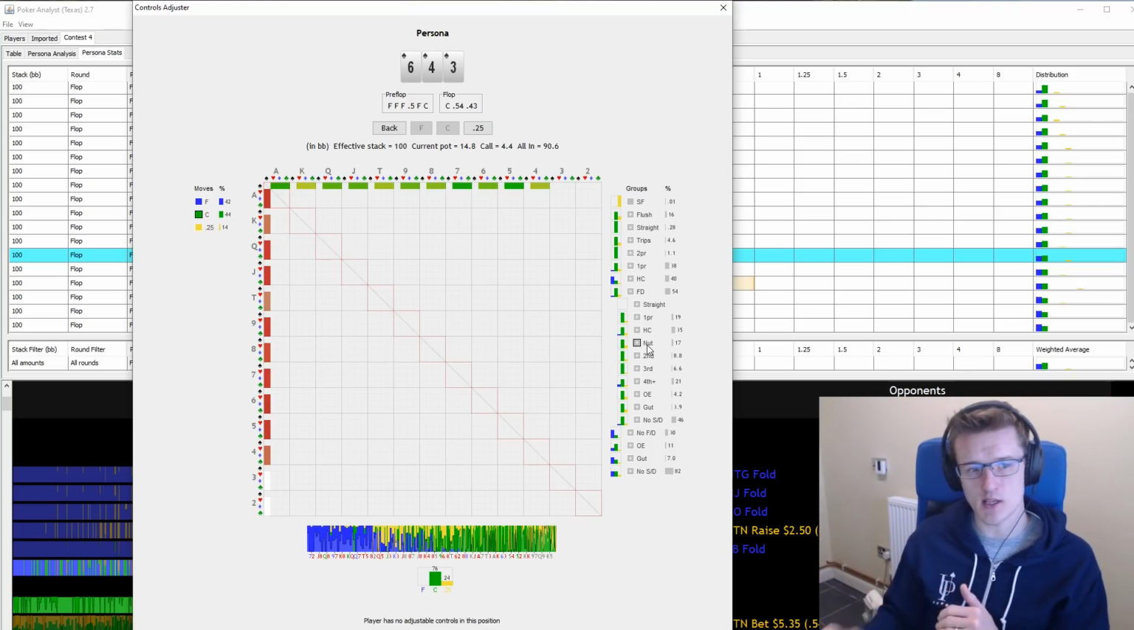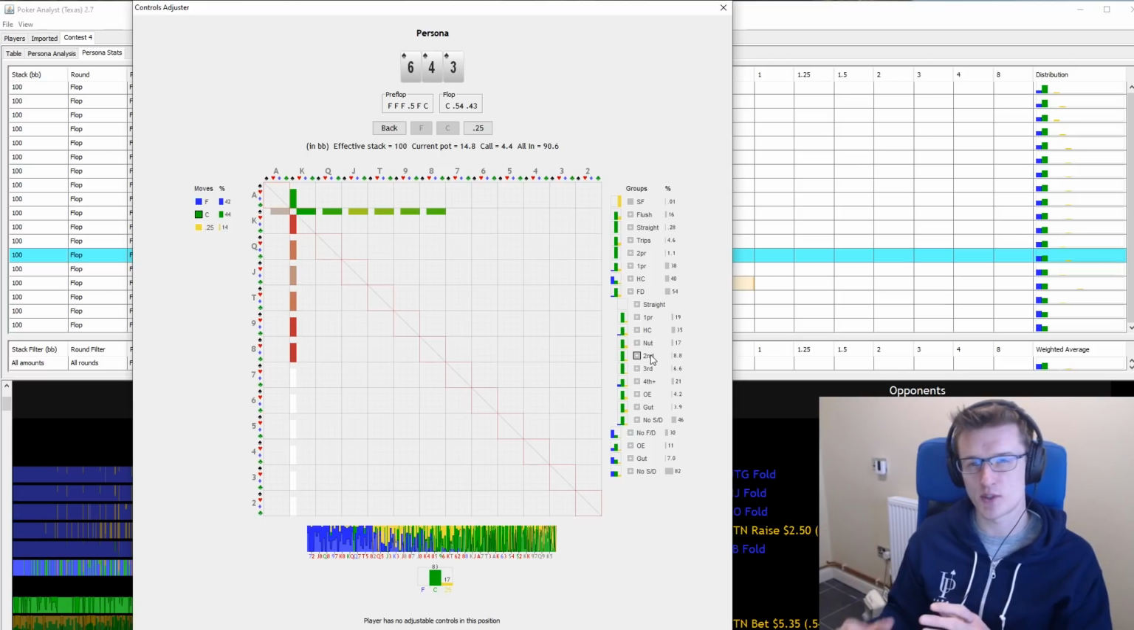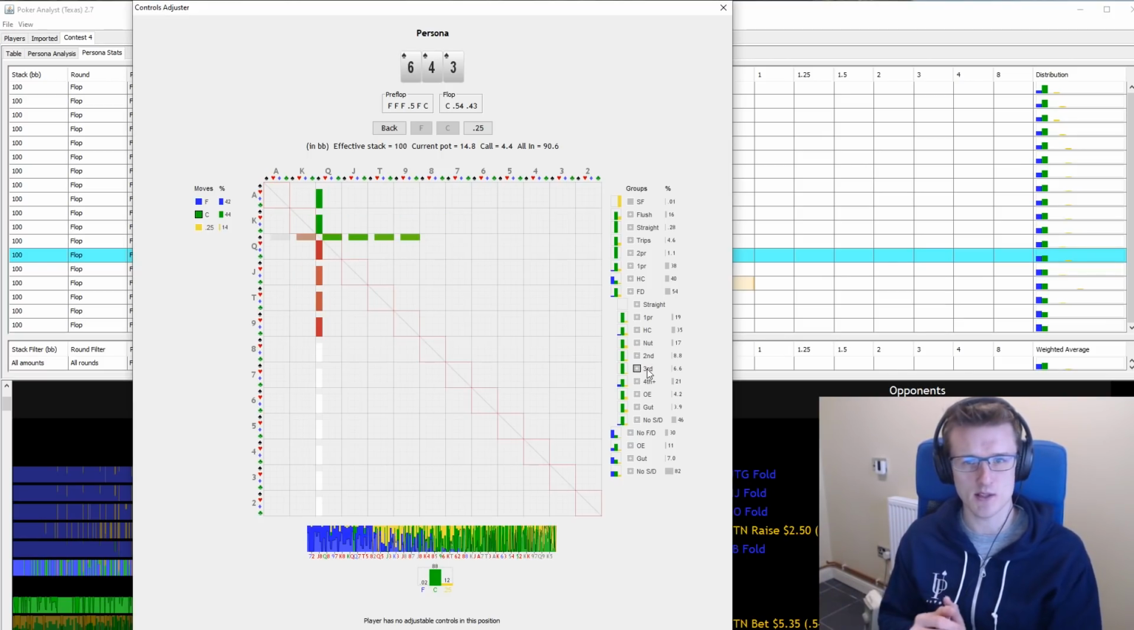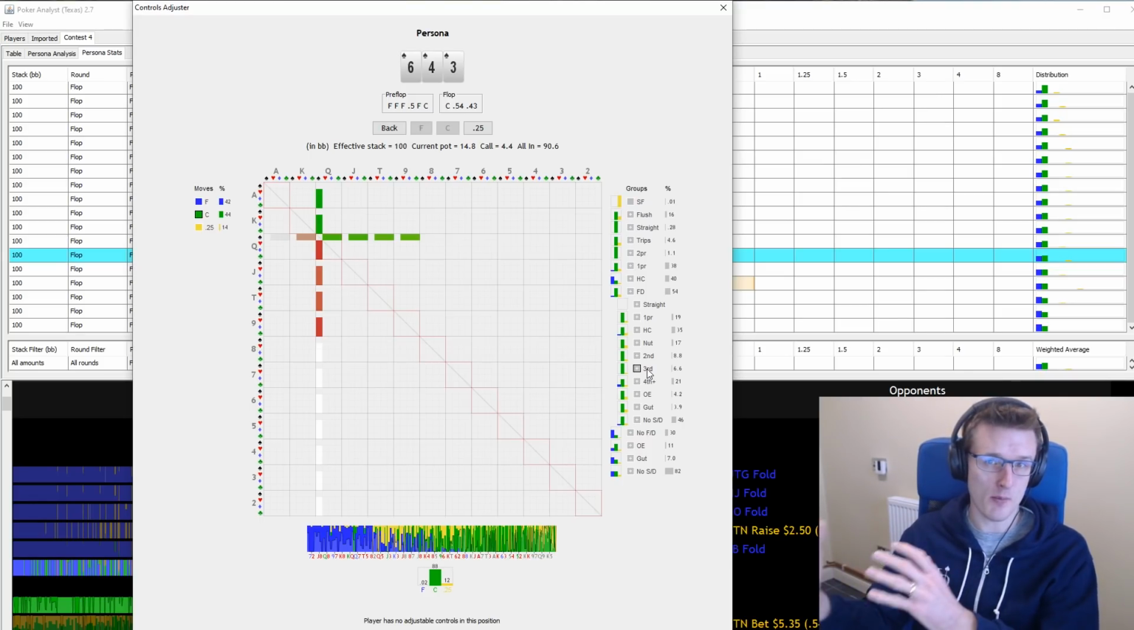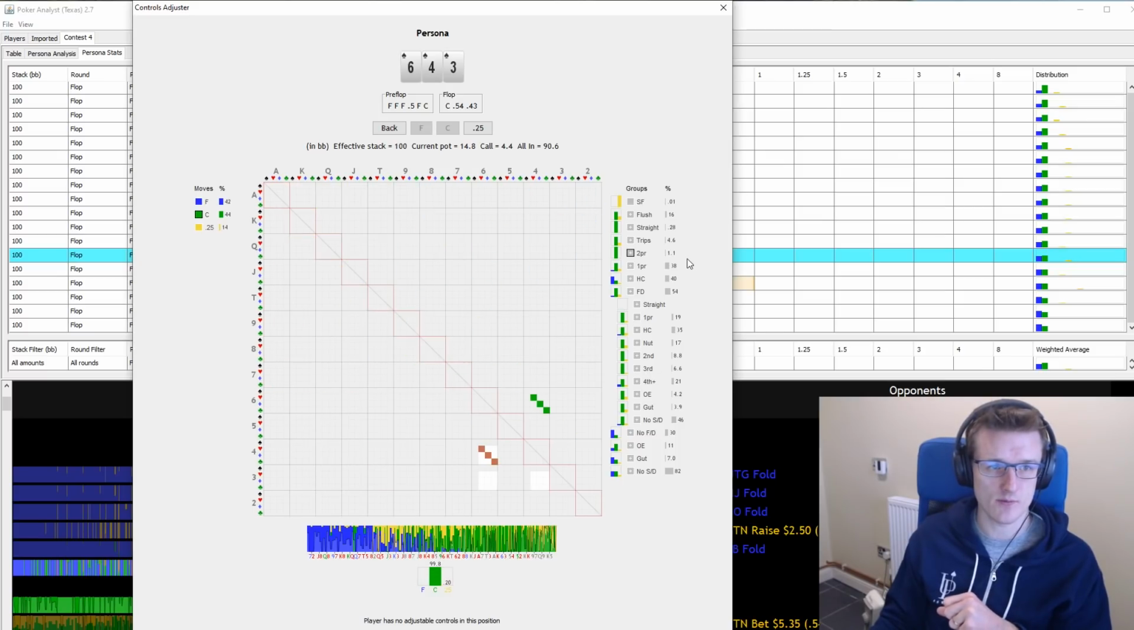And then as our flush gets lower, they've got 17% of hands with the ace of spades. They've also got 9% of their range having the king of spades, and then 7% having the queen of spades, and so on. So as our flush gets lower, our opponent's got more and more hands with good outs versus us.